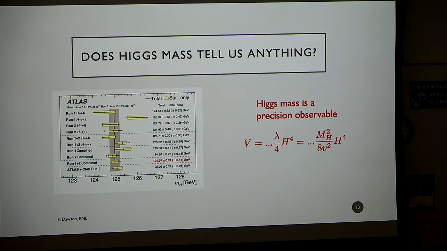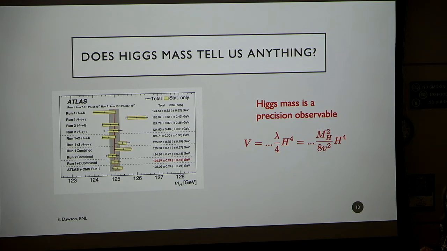Okay, so the Higgs mass is measured extremely precisely. Here is the world average: it's 125 plus or minus 0.24. So we really know what the Higgs mass is. But as I said, it's not predicted in the standard model. It's a free parameter. It could have been anything.